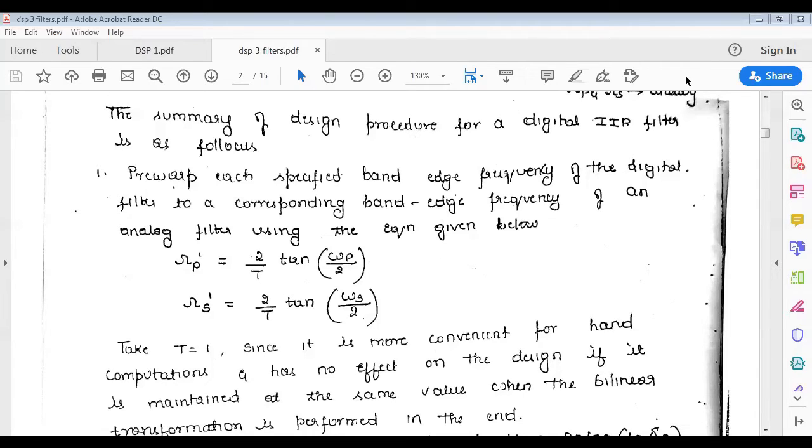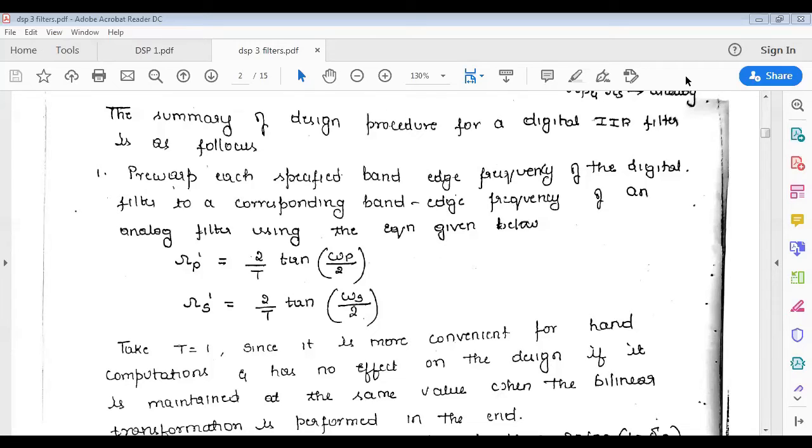But before designing the digital filter, the given data will be in the digital domain itself. The given digital data has to be converted into analog data. That conversion, where the digital frequency data is changed into analog frequency data, is called pre-warping. So the first step is pre-warping: pre-warp each specified band frequency of the digital filter to a corresponding band frequency of an analog filter.